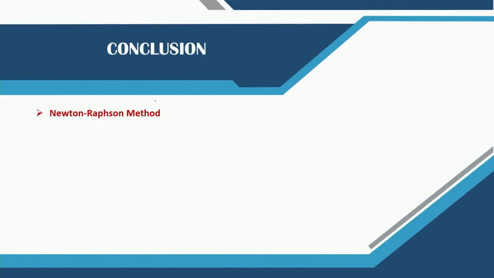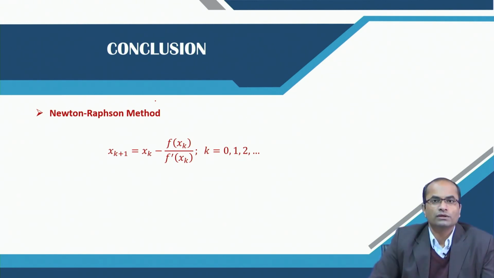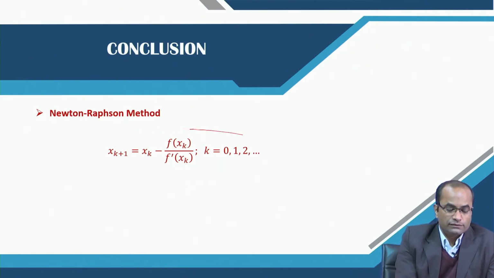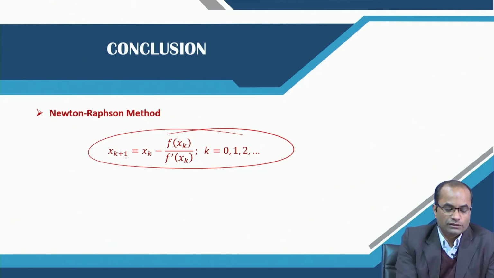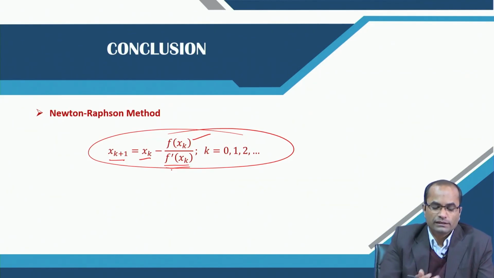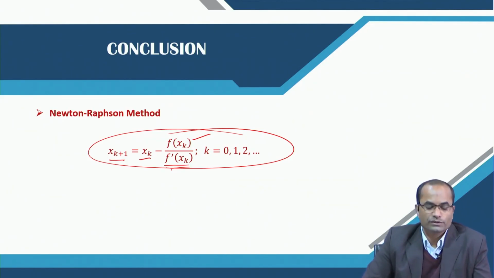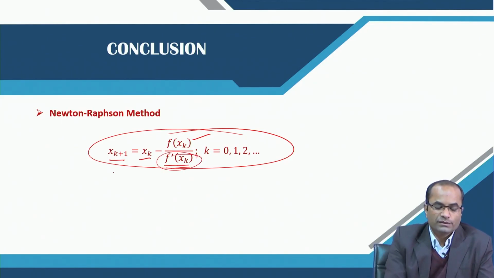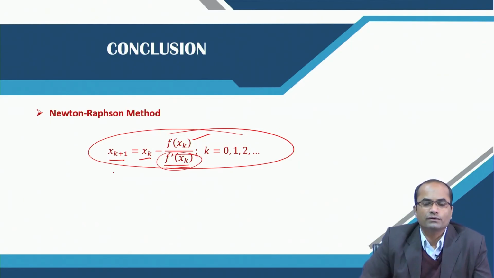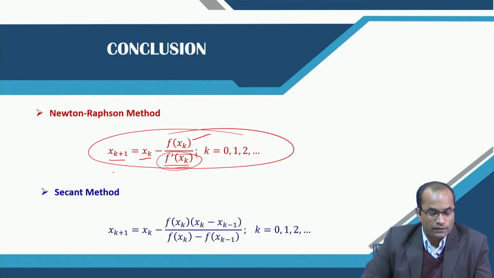So, we have discussed the Newton-Raphson method, a very powerful technique for determining the root or the roots of algebraic and transcendental equations. This formulation is based on the formula x k plus 1 equals x k minus f x k by f prime x k. There are some pitfalls which we have also discussed: when f prime becomes 0, the cycling behavior, and the problem with the initial guess converging to a very unexpected root.